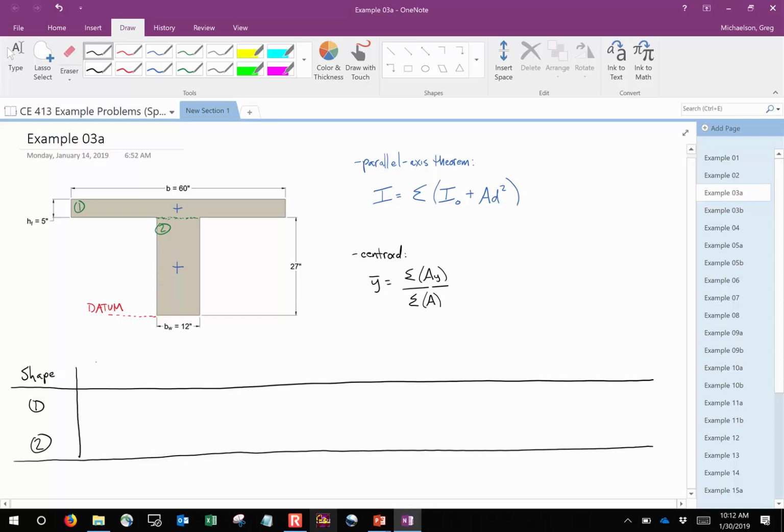Okay. Then next, we're going to put the area. Okay. So let's start off with the area. So let's take shape number 1. What is the area of shape number 1 in square inches? It's 300, right? 60 wide, 5 tall, right? So it's 300. Pretty straightforward. Okay. What about shape number 2? What's the area of shape number 2? 324. Got a second on that?